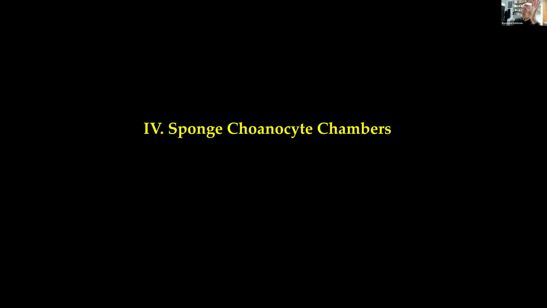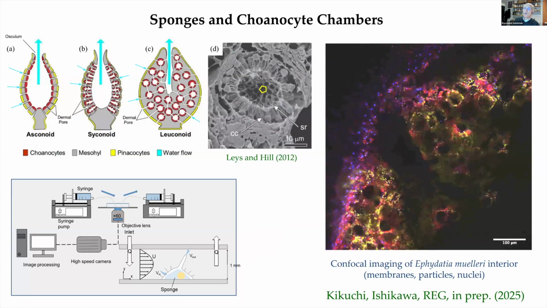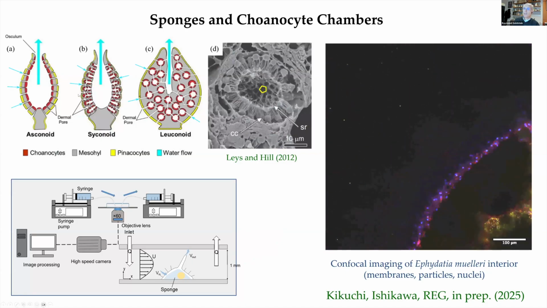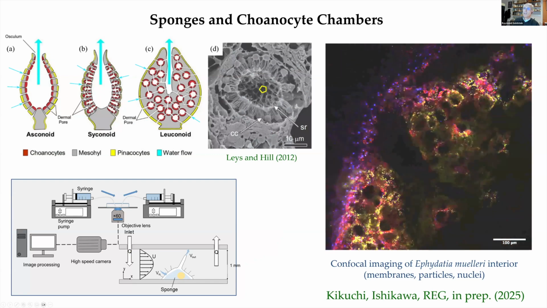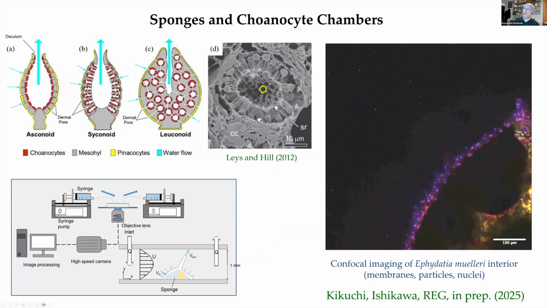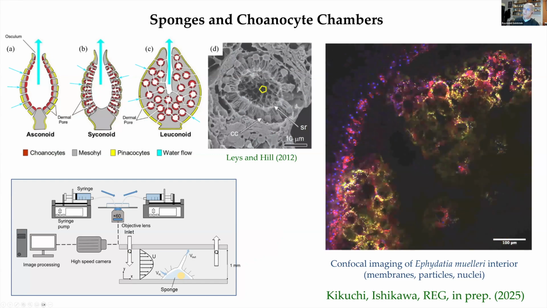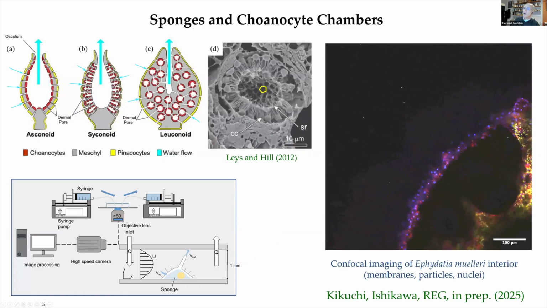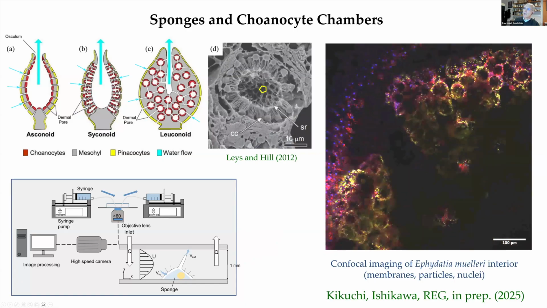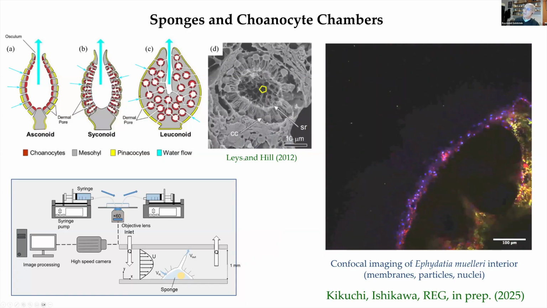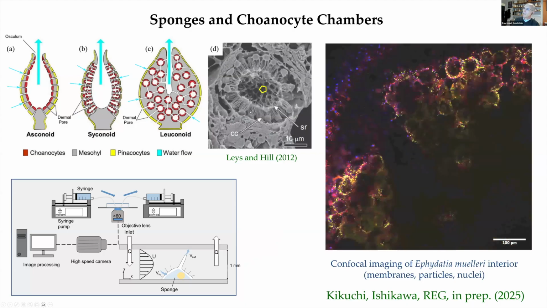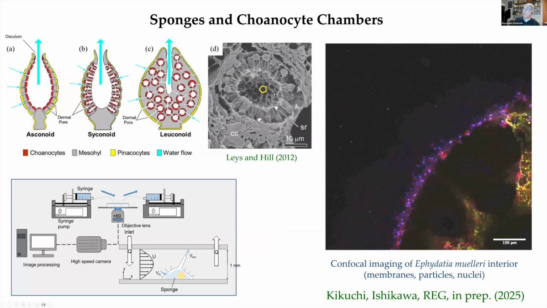Okay, so the last and very short thing I want to say has to do with sponges, and this is really just an idea. So I've shown you already that textbooks tell us there are three different main kinds of sponges, and the most interesting are these so-called leuconoid sponges with these spherical chambers of cells. Here's a beautiful electron micrograph by Sally Leys and collaborators. Sally is one of the world experts and leaders in the field of sponge biology.